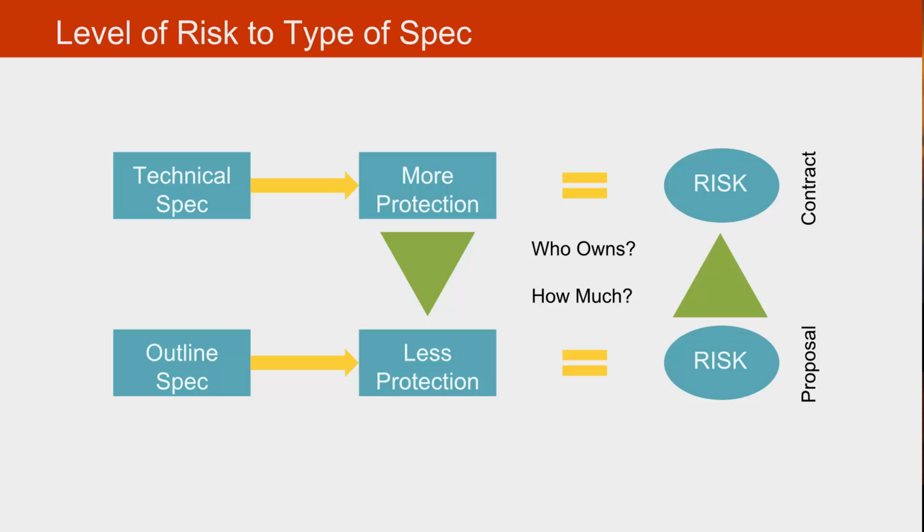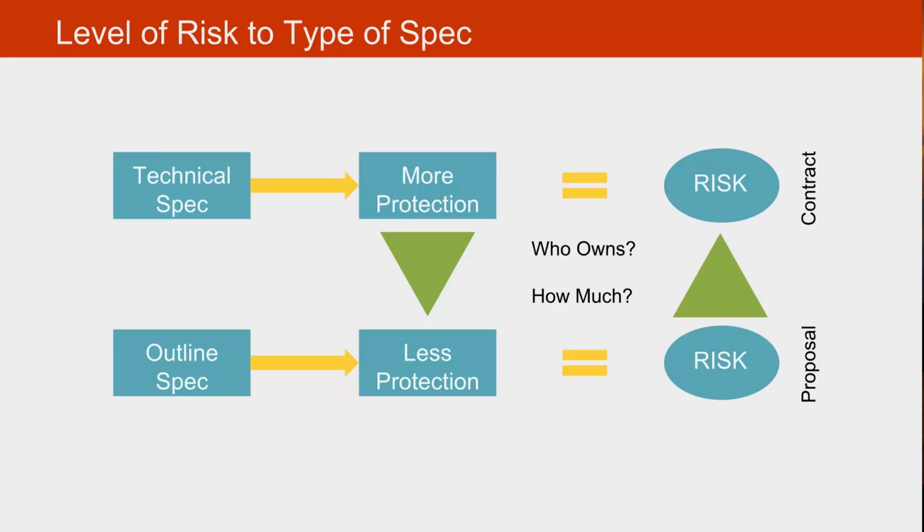So when we look at the risk associated with the specifications, it's important to understand that a short form specification and a long form specification as a technical spec offer more protection than an outline specification that simply describes an object, if you will, but doesn't necessarily provide the detail, which really gives less protection.